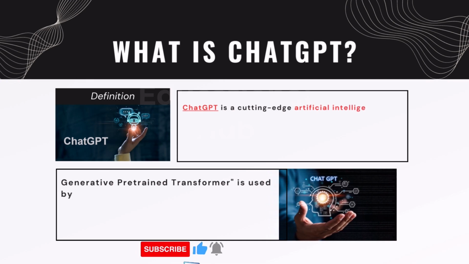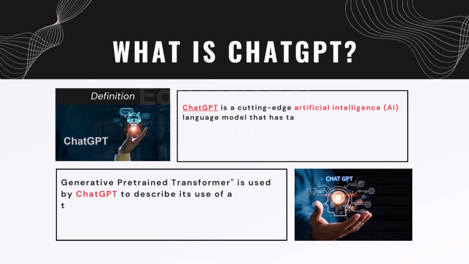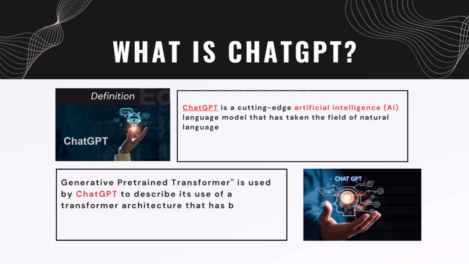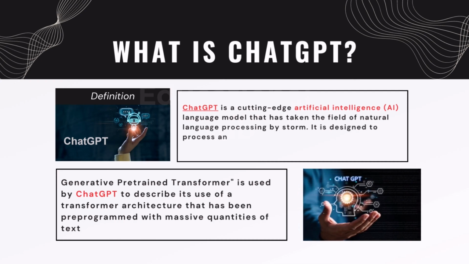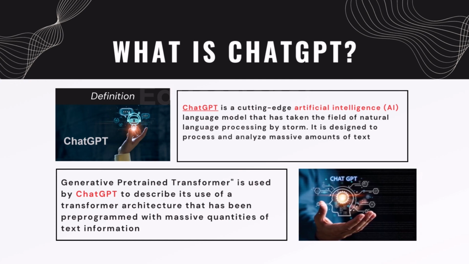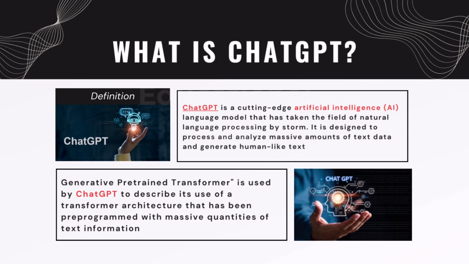ChatGPT is a cutting-edge artificial intelligence (AI) language model that has taken the field of natural language processing by storm. It is designed to process and analyze massive amounts of text data and generate human-like text responses. GPT stands for Generative Pre-trained Transformer, describing its use of a transformer architecture that has been pre-trained with massive quantities of text information.